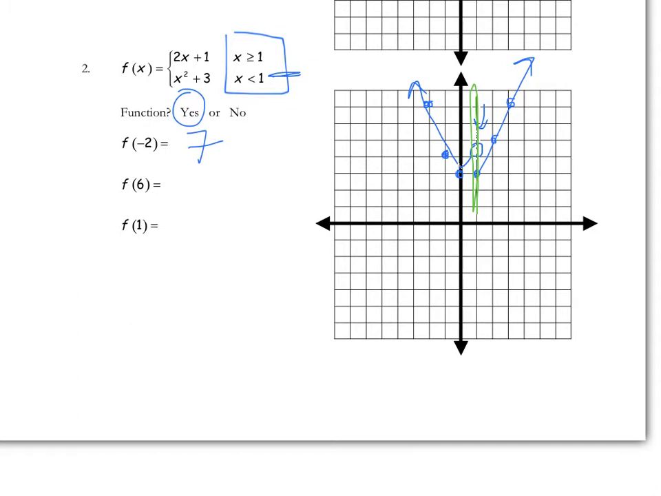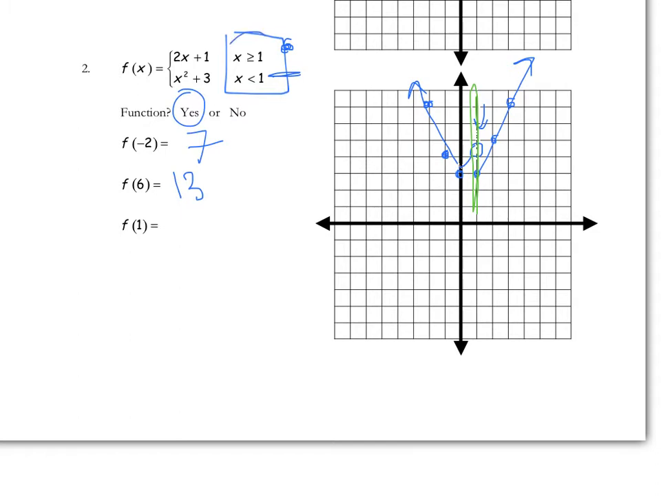I would plug that into the first equation up here, or first piece of that function, because 6 is greater than or equal to negative 1. 2 times 6 is 12, plus 1, 13. The last one, f of 1.